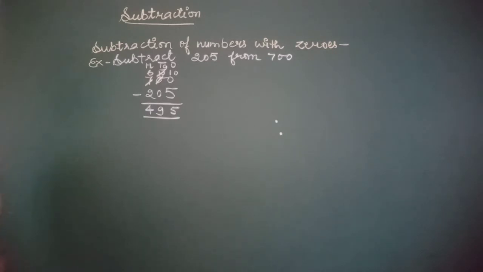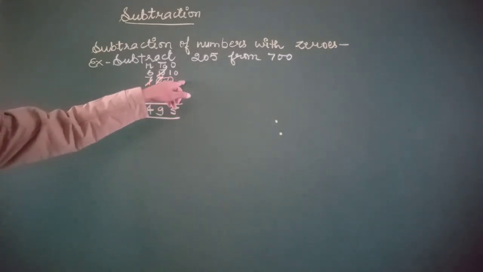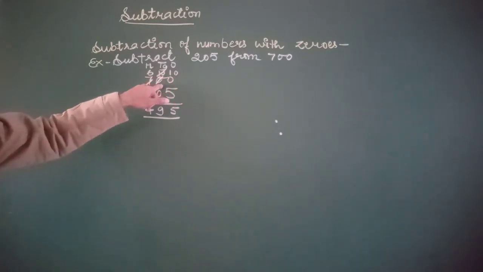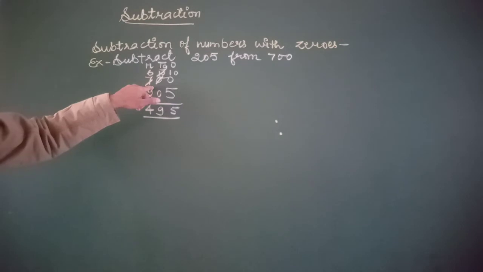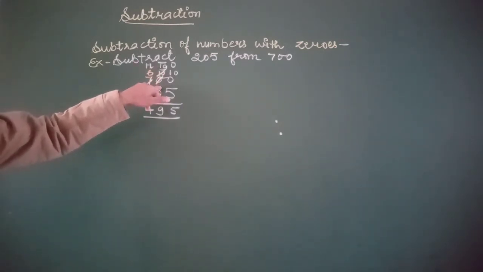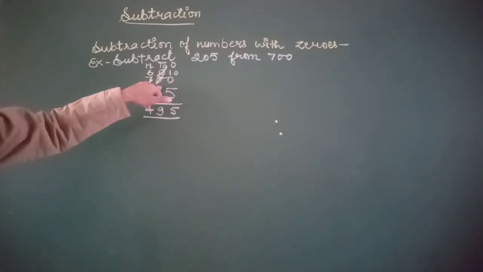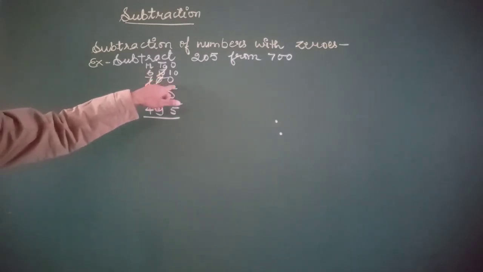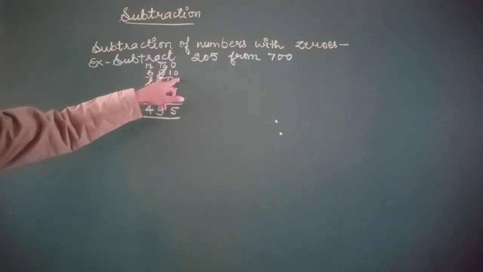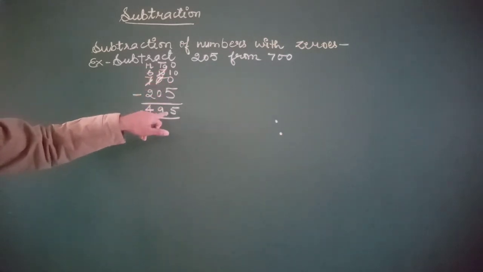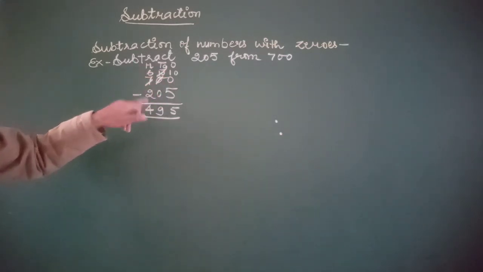Firstly, 5 ones cannot be subtracted from 0 ones, and 0 tens cannot be regrouped. So regroup 7 hundreds 0 tens into 6 hundreds and 10 tens. And now regroup 10 tens 0 ones into 9 tens and 10 ones. Now subtract 10 ones minus 5 ones, that is 5 ones, and 9 tens minus 0 tens, that is 9 tens, and 600 minus 200, that is 400.